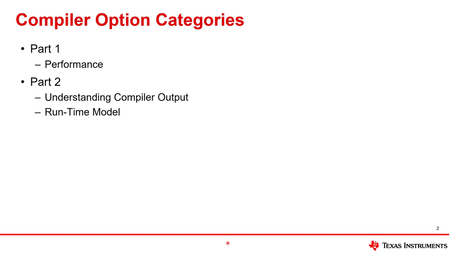This video does not explain all of the options of the C7000 compiler. Instead, it explains the ones that are in these categories. In part 1, this video, we're talking about the compiler options related to getting good performance. In part 2, we'll talk about these other two categories of options that I'll explain at the beginning of that video.